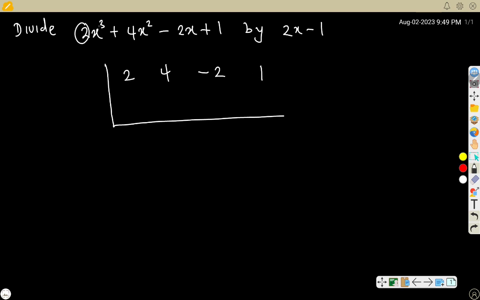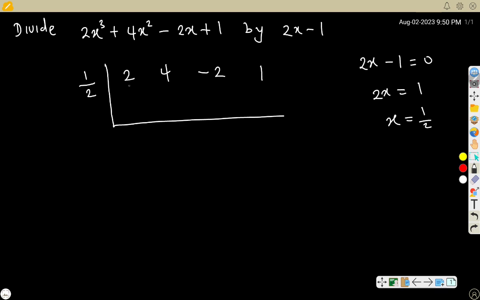So we are writing the coefficients as usual: 2, 4, minus 2, 1, and the constant term. So divide by 2x minus 1. Remember, I said set that one equal to 0. So that means 2s minus 1 equals 0, so 2s is equal to 1, so s is equal to 1 over 2. So you are writing 1 over 2 outside here. It's still the same format as the other one.